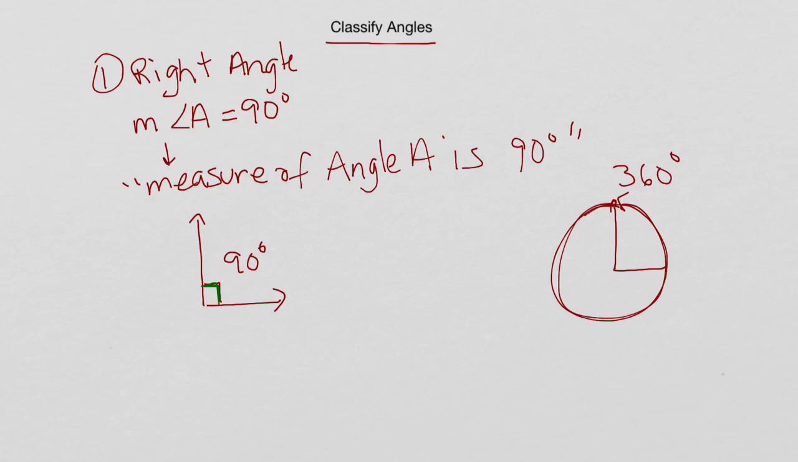And remember, we're going to judge by how we label the picture, not by how it looks. So if I am a little bit careless on the board and I draw an angle that looks like that, but I put the box there, that means it's a right angle, even though to your eye it might not look like a right angle.